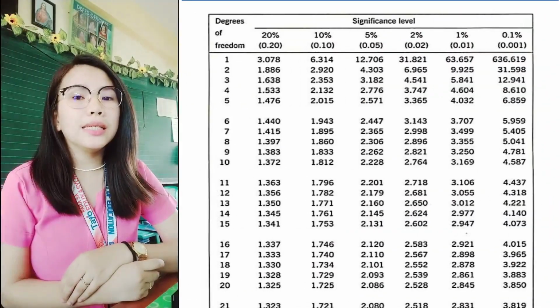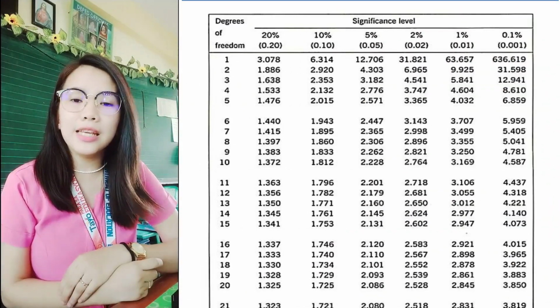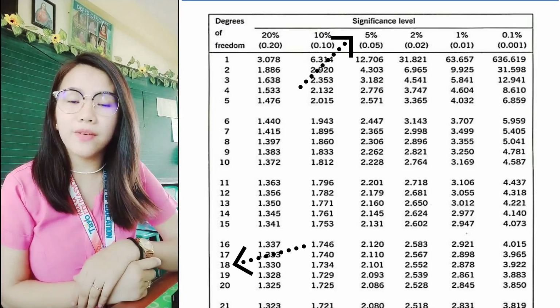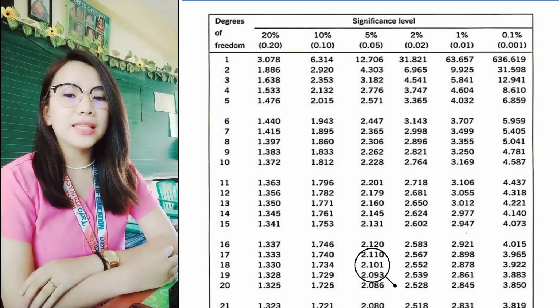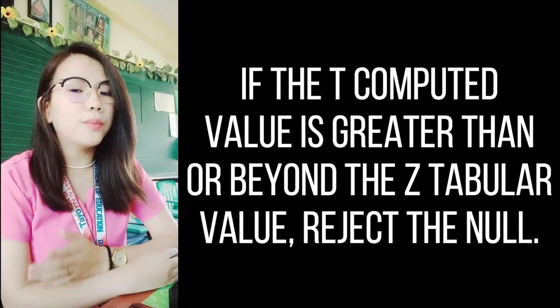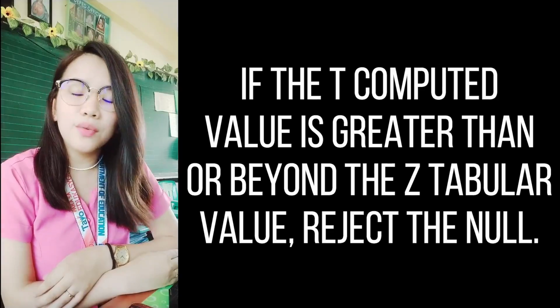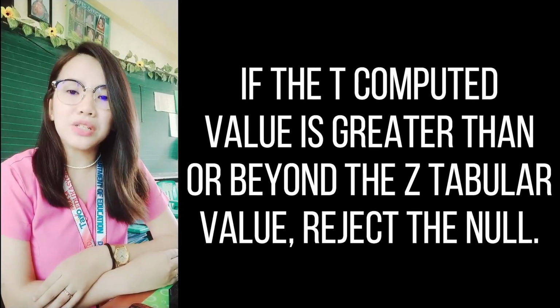Looking at our t-tabular value, since our degree of freedom is 18, and our level of significance is 0.05, therefore our t-tabular value is positive negative 2.101. So our decision rule here is, kung greater than or beyond ng value na ito ang our t-computed value, then we need to reject the null hypothesis and we need to accept the research hypothesis.